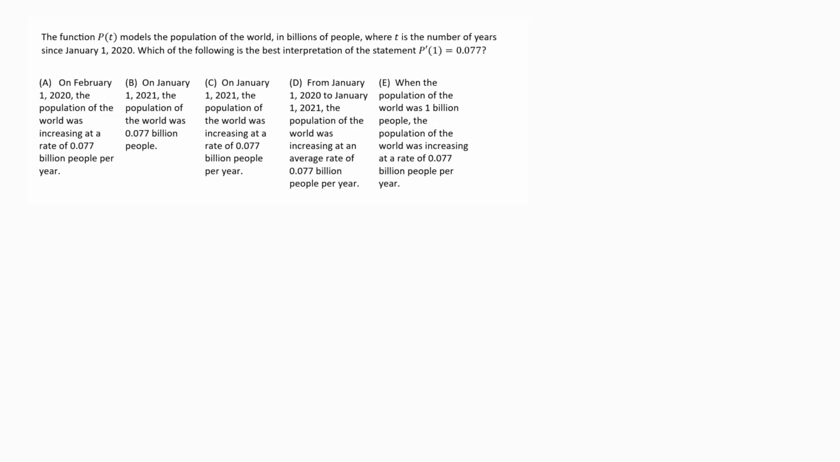In this AP Calculus example, we're being given some information about a function, p of t, that models the population of the world in billions of people. And then they're telling us that t is the number of years since January 1st, 2021. And they want us to then interpret what the meaning of this derivative is. So what is the meaning of p prime of 1 equals 0.077? What I always do whenever I'm trying to determine the meaning of a derivative is it's about the units.